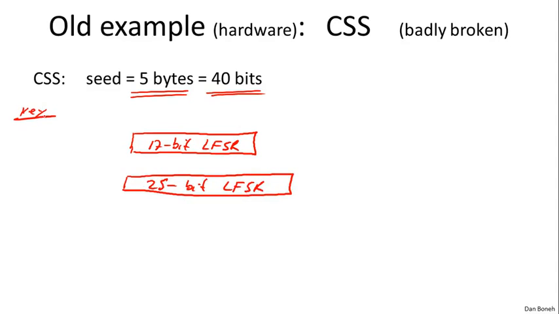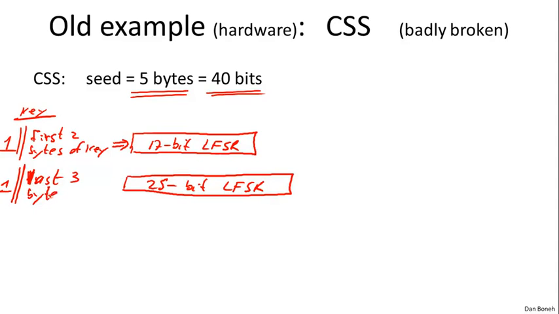The key for the encryption looks as follows. You start off with a 1 and you concatenate to it the first 2 bytes of the key. And that's the initial state of the first LFSR. The second LFSR is initialized the same way: 1 concatenated with the last 3 bytes of the key, and that's loaded into the initial state of the LFSR. You can see that the first 2 bytes are 16 bits plus the leading 1, that's 17 bits overall, whereas the second LFSR is 24 bits plus 1, which is 25 bits. And you notice we used all 5 bytes of the key.